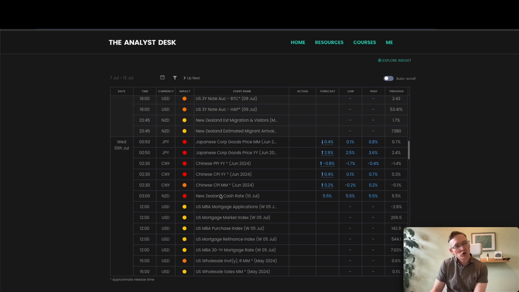We have the RBNZ interest rate decision coming out overnight. Now, it's unlikely that the RBNZ are going to make any alterations to their policy on the 10th of July. Their projections aren't going to come now until the August decision. So the time they're likely to communicate a change will be in August, and at present, they're expecting the first rate cut to come in August 2025. So that's the RBNZ's projections.